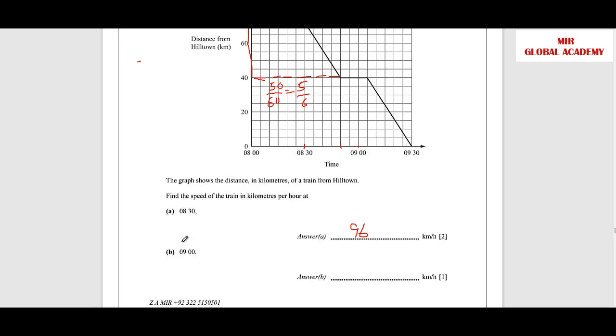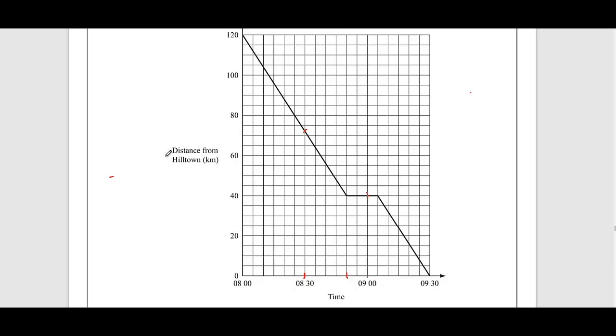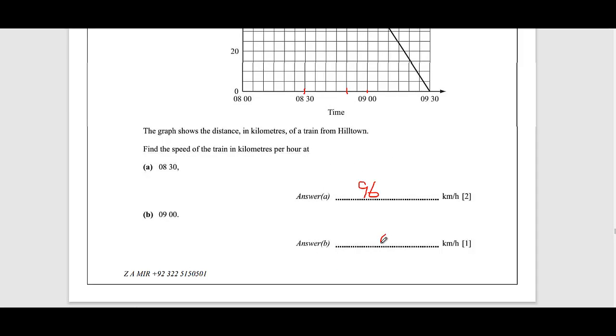Now we have to find the speed in kilometer per hour at 9 o'clock. At 9 o'clock it was over here, and you can know that in a distance-time graph the speed is the gradient, and gradient is steepness. Here the steepness is nothing, zero steepness. It is a horizontal line. So when steepness is zero, the speed is zero. So the speed is zero everywhere on this horizontal line. So at 9 o'clock, the speed will also be zero. So it will be 0 kilometer per hour.